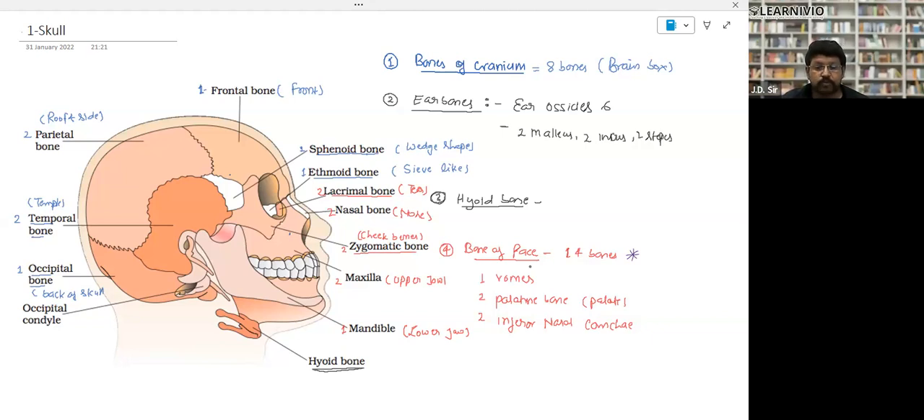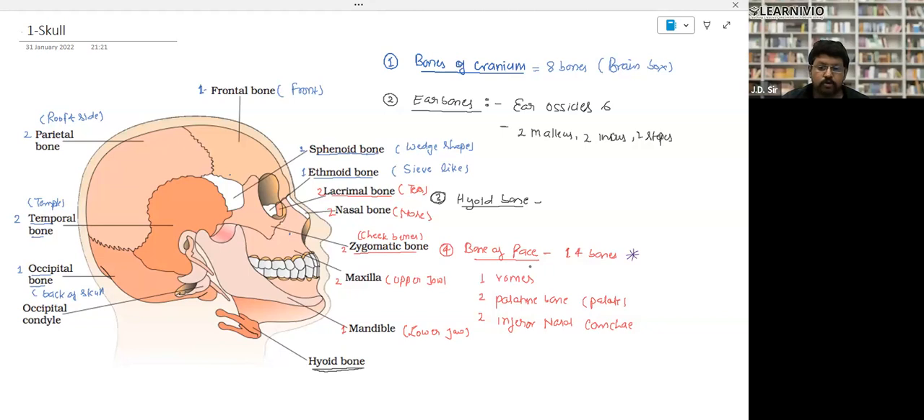The rest: one is the vomer, which cannot be seen. Vomer basically is found inside this palate part, right? Two palatine bones. They make the palate, upper palate and lower palate, the palatine bone. And there are two inferior nasal conchae. Basically, these bones are found inside our nose. That's why we cannot see them, right?